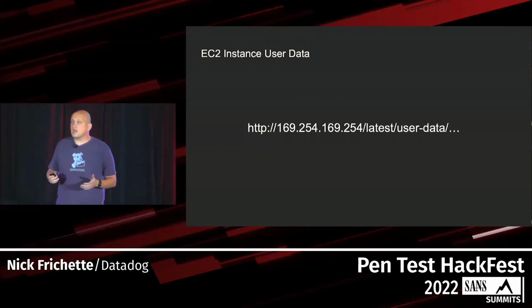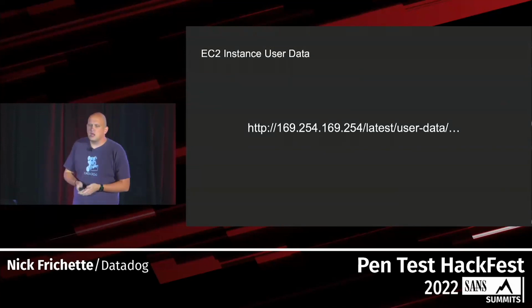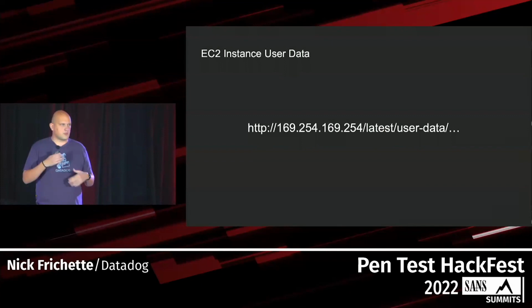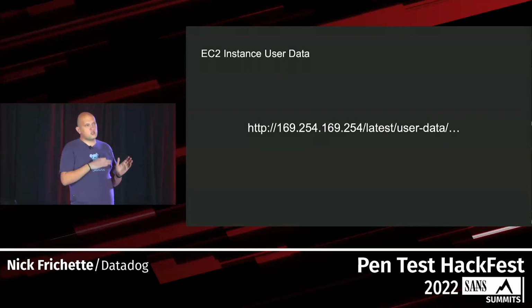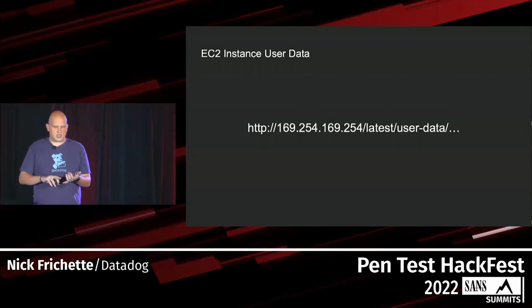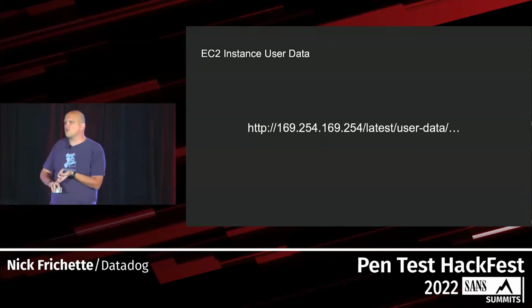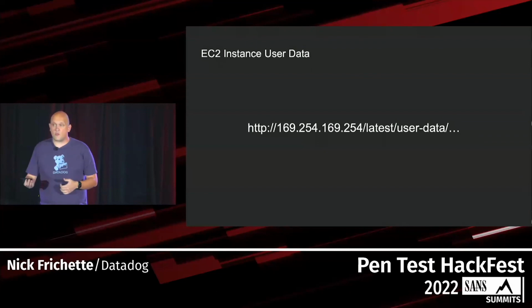So user data can be incredibly valuable to an attacker, particularly if you're doing more black box, adversary emulation, no knowledge type assessment. User data is a script that is run either the first time an EC2 instance is started, or with some configuration, every time an EC2 instance is rebooted. And typically what this is used for is things like installing software, downloading agents to the host, downloading configuration files, starting application servers, connecting to databases, and more.